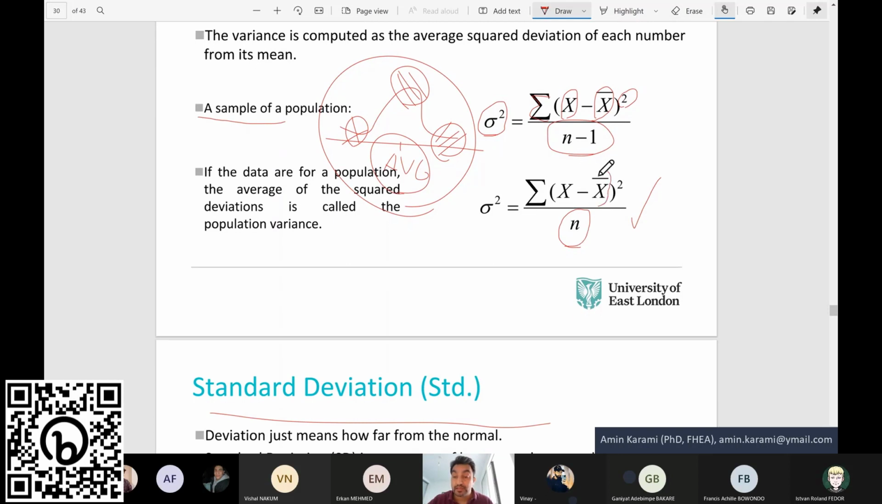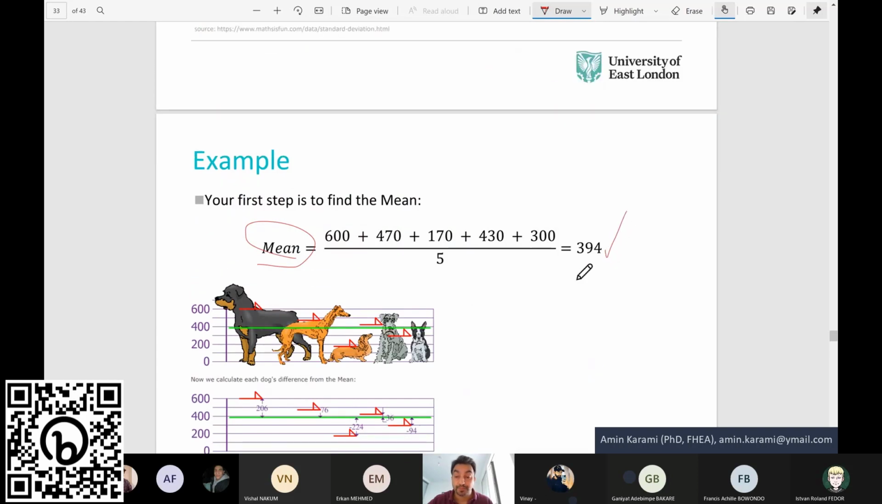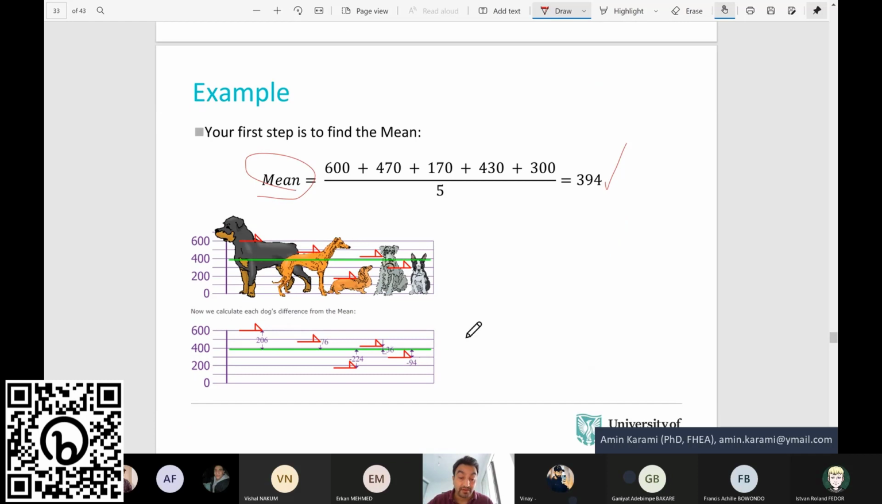So I have to calculate the average first, and then subtract each value from the average. Here is how. This is the average, 394. The average is this green line. Can you see that? This dog is 260 millimeters above the threshold, or let's say taller, this one is 76 millimeters taller, and this dog is minus 224, meaning shorter, or below the threshold.